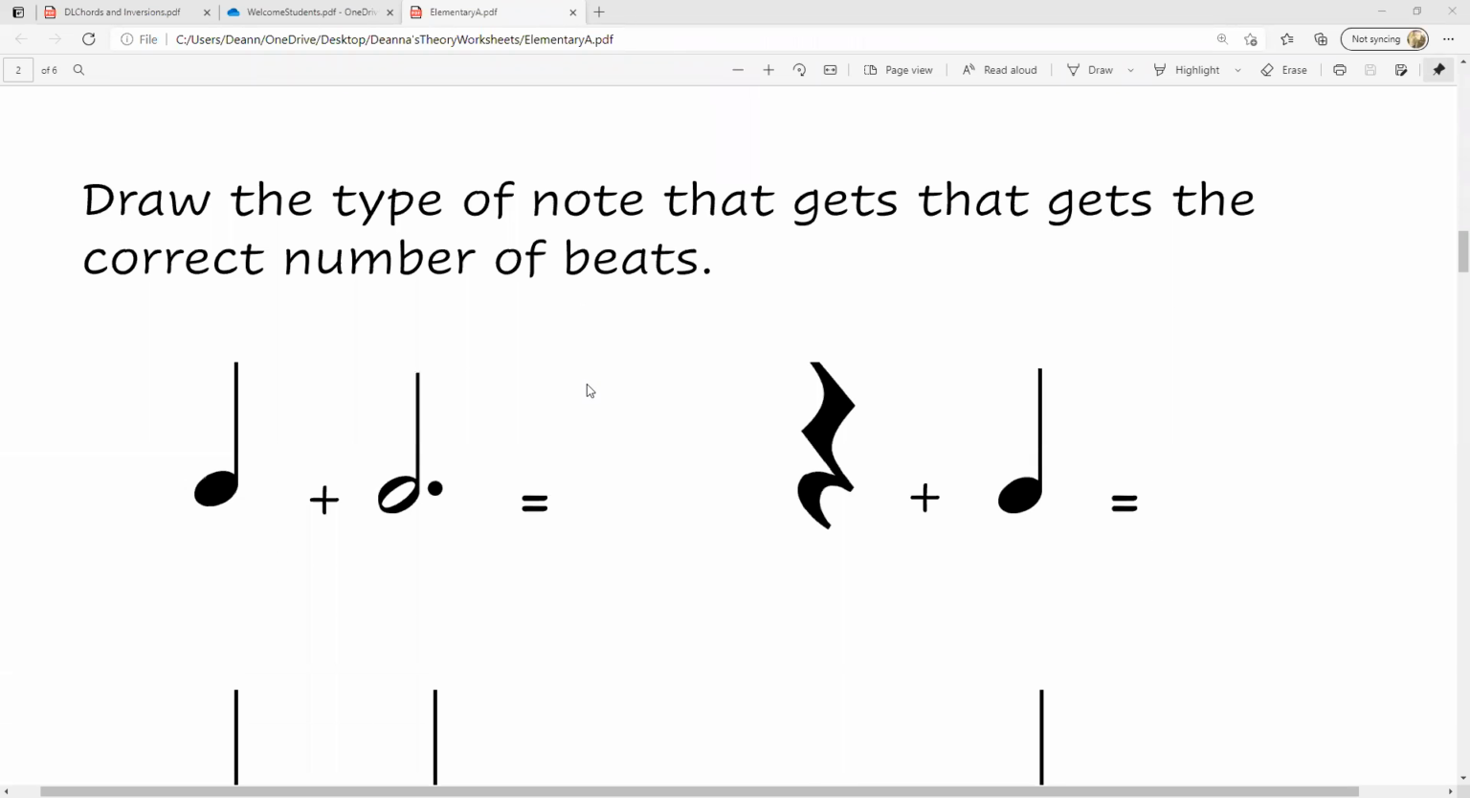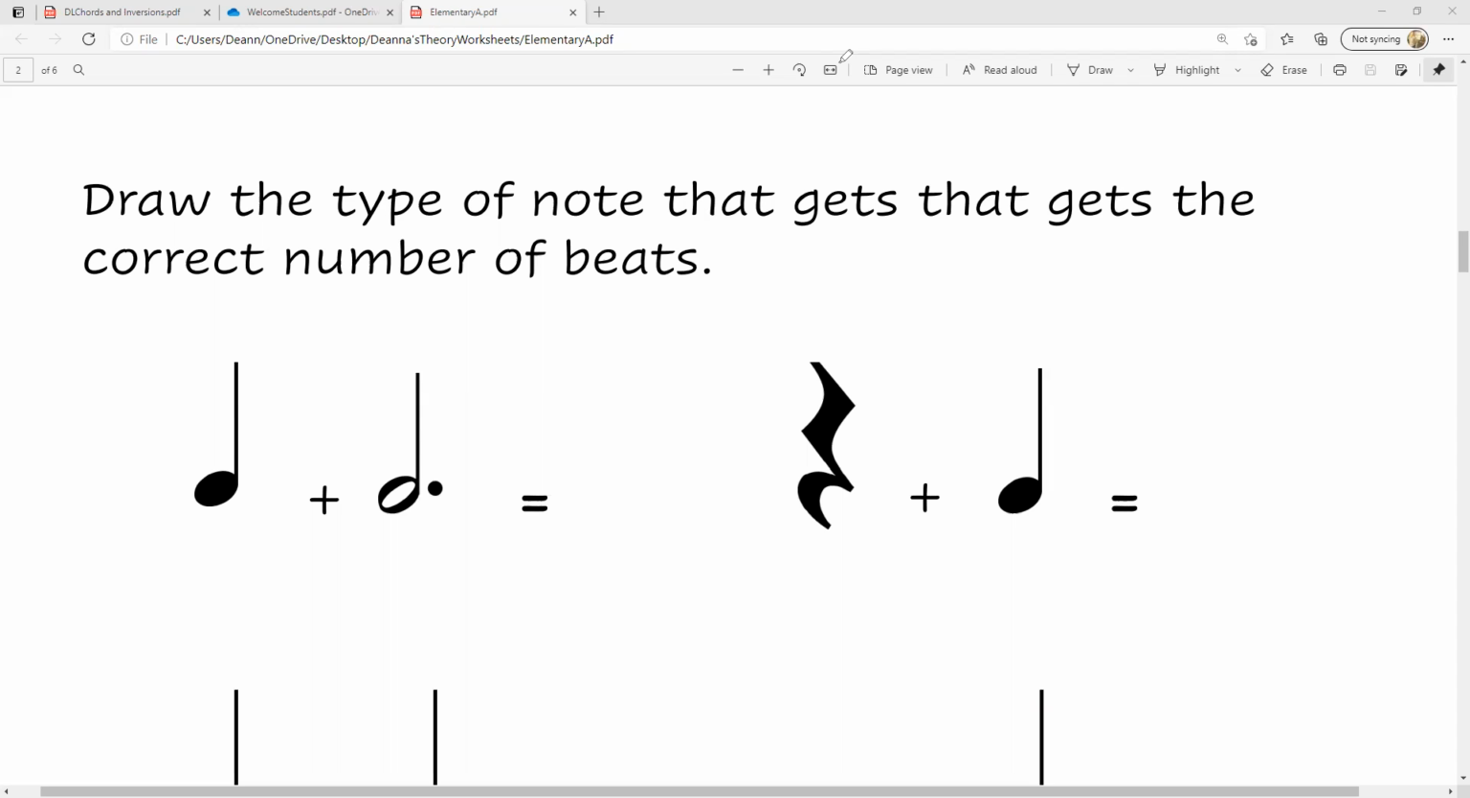Now we have to draw the type of note that gets the correct number of beats. I need to fix a typo in my worksheet, don't I? 1 plus 3 equals 4. Do you remember the type of note that gets 4? Whole note. Those are fun to draw. A quarter rest plus a quarter note. 1 plus 1 equals 2. That's a half note. Half notes are pretty easy to draw. It's like drawing a whole note and putting a stem on it. This thing is called a stem.